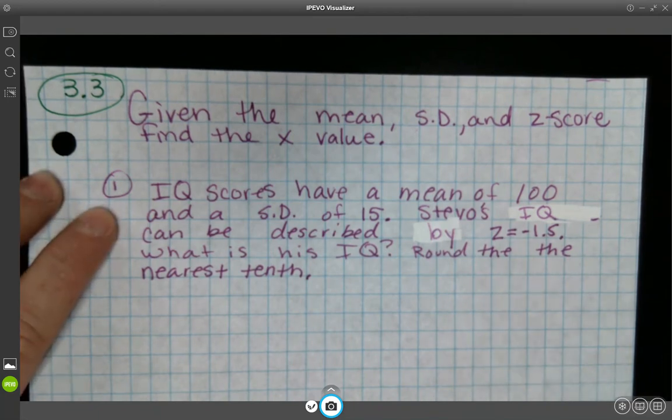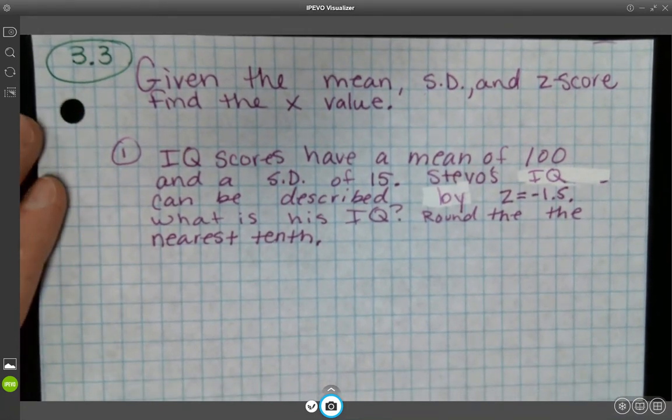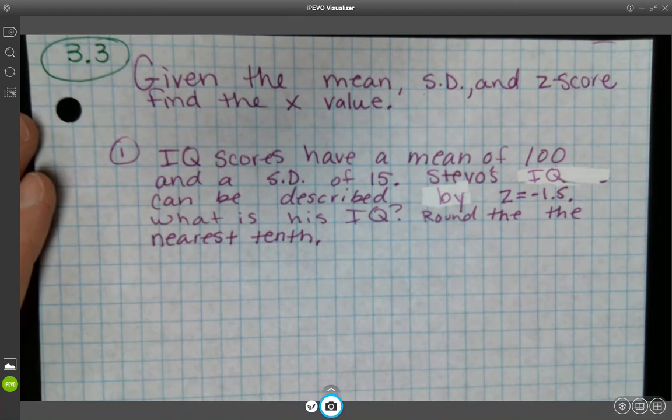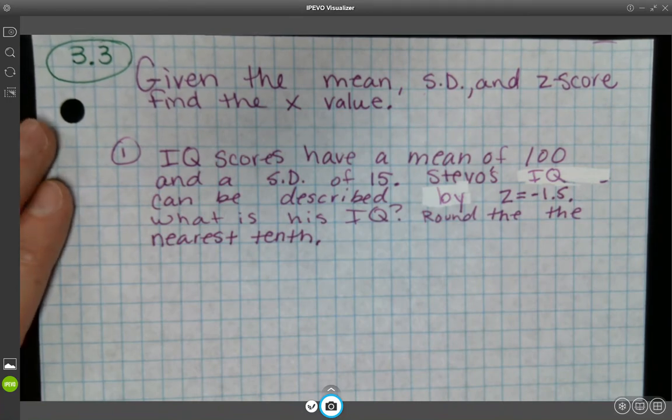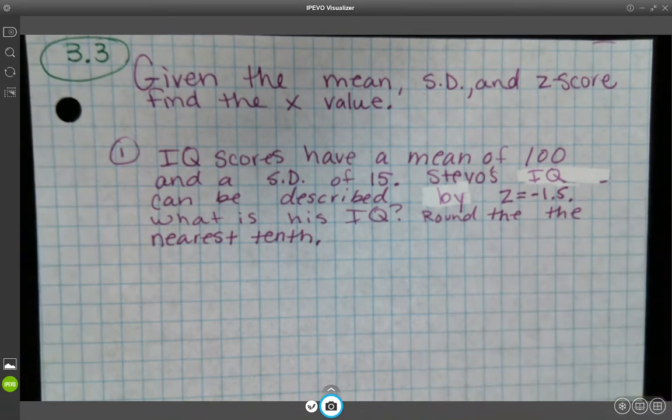In this first example, IQ scores have a mean of 100 and standard deviation of 15. Steve-O's IQ can be described by z equals negative 1.5. What is his IQ? Round to the nearest tenth.